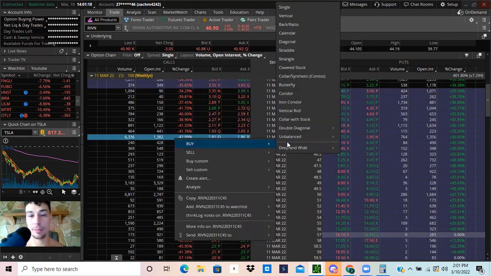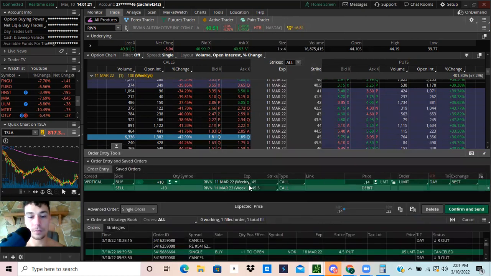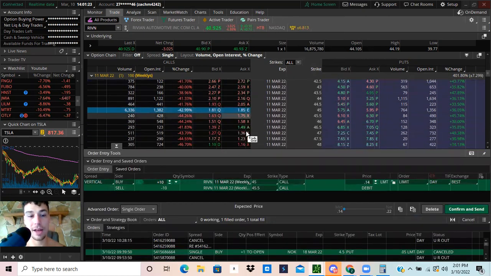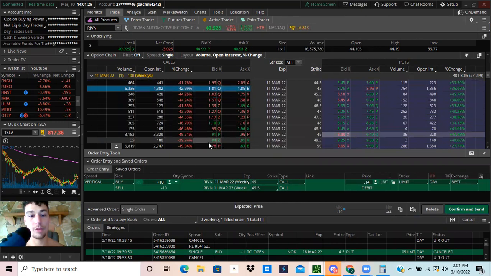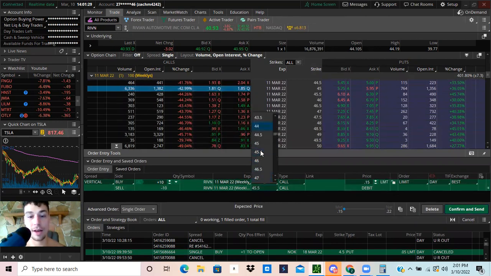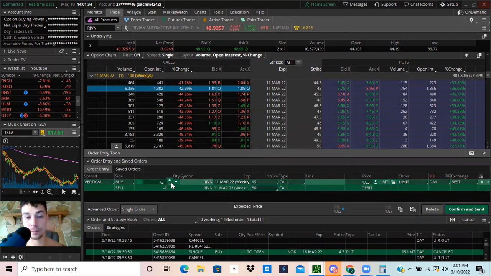You can go click buy, go to vertical, and we saw that the 45 and the 50 strike have really high volume, both in the 6,000s. So you could go to the 45, buy the 45 strike, sell the 50 strike, right? And we have very tight volume here. The liquidity is nice. The spread is only four cents on this. So it'd be relatively easy to enter and exit this debit spread at your choosing.